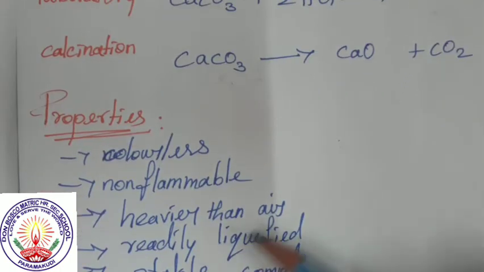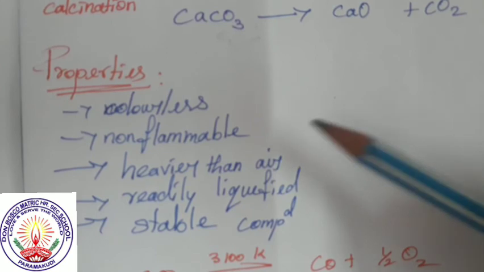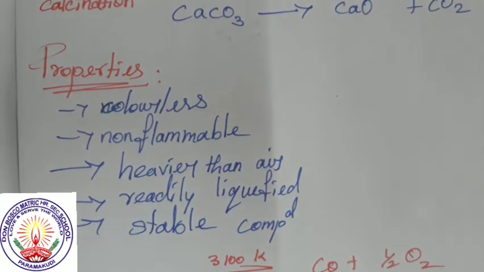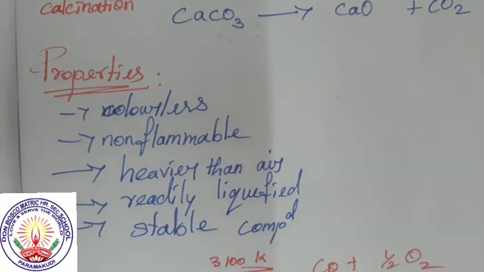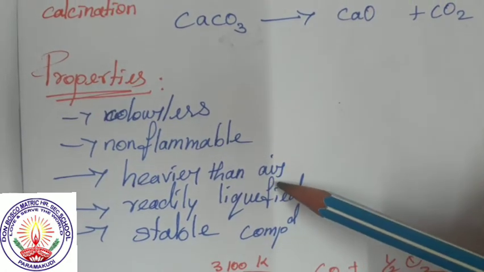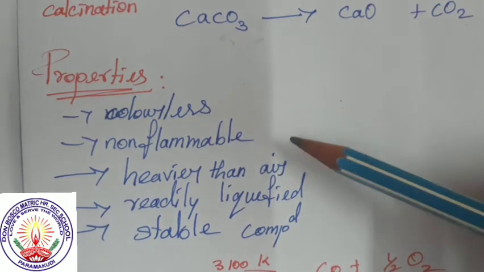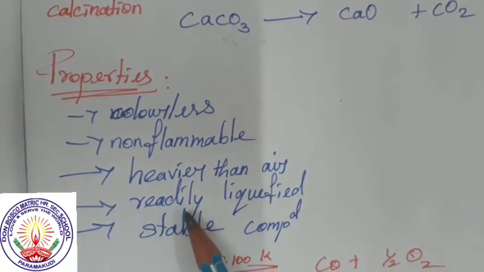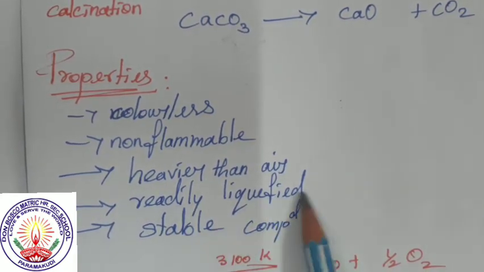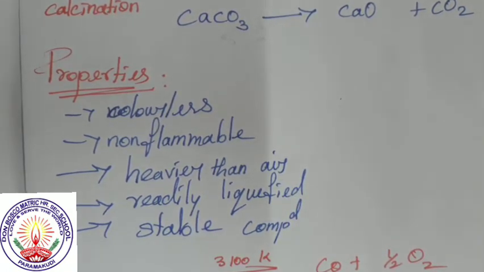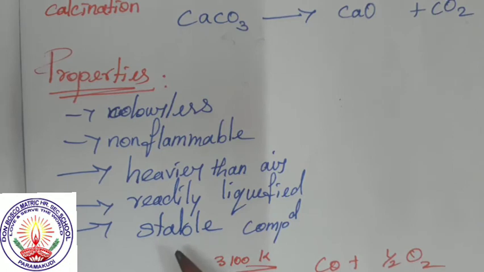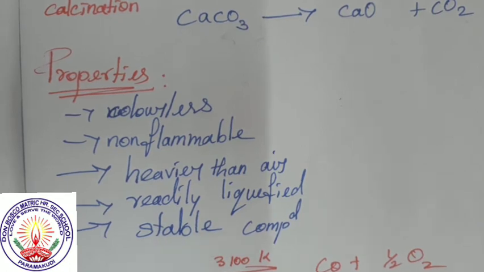Next we shall see the properties of carbon dioxide. It is colorless and non-flammable. It is heavier than air, its density is heavier than air, and it is readily liquefied. We can make this carbon dioxide in liquid form, and it is a stable compound.